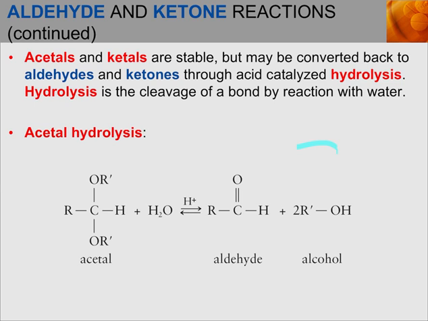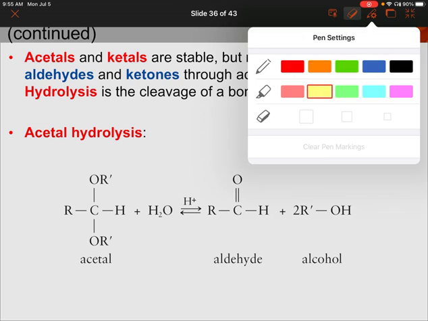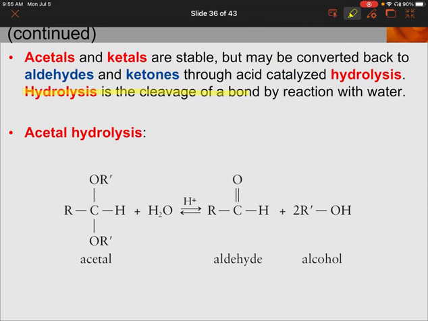And the way that we would go backwards is through something called hydrolysis. So we're going to add a water molecule to our acetyl or ketal molecule and a little bit of acid to catalyze the reaction. And this will take us back to our original starting materials. So overall, let me just erase my highlighter there. Overall, hydrolysis is the cleavage of a bond by reaction with water. So we're going to break a bond by adding water.